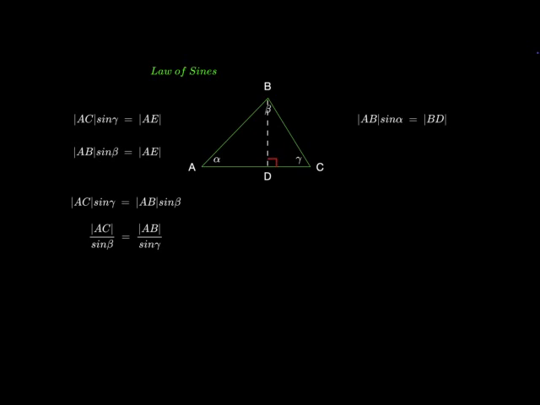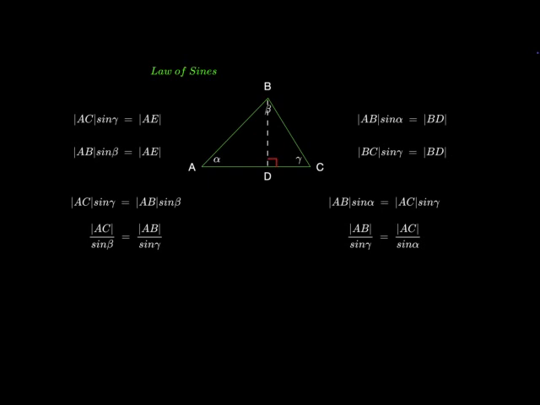Considering triangle ABD, we can write the length of that altitude as AB sine alpha. Considering triangle BDC, we can refer to that altitude length as BC sine gamma. Equating these two expressions for the length of that altitude and dividing by sine of alpha times sine of gamma, we get another equation between the ratios of sides and their opposite angles.